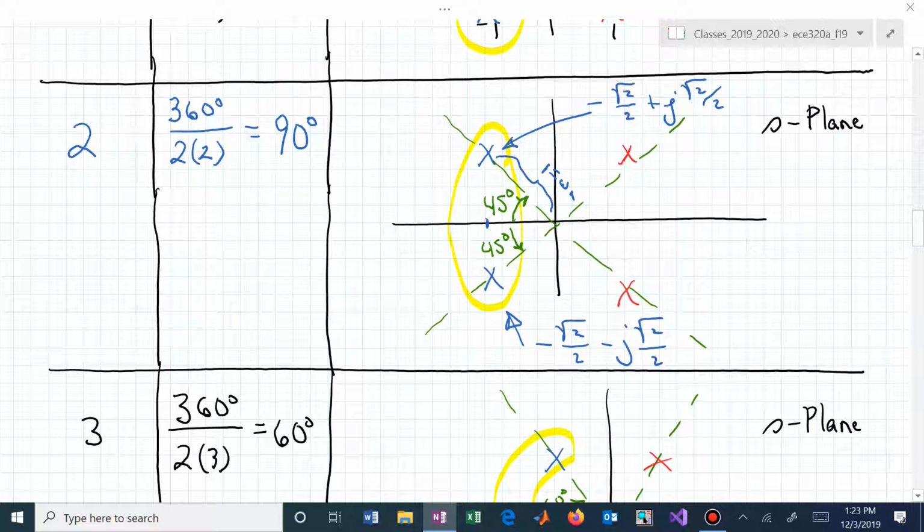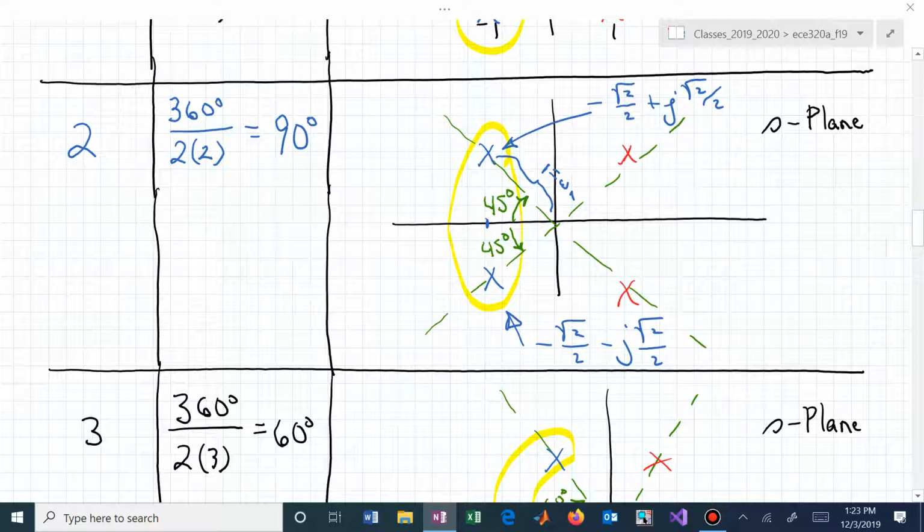360 divided by 8. So 360 divided by 4 is 90. Let's divide that again. It's 45. So now we know that 360 divided by 8 is 45 degrees. And we know that we can't be on the real line, so that 45 degrees is going to be bisected by the real line.